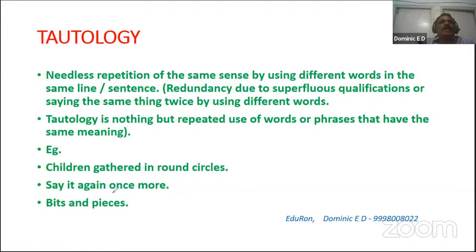Now here, say it once, say it again once more. To say it again means only once more. So this type of usage, where unnecessarily you use different words of the same meaning within a single sentence, you can call it tautology.